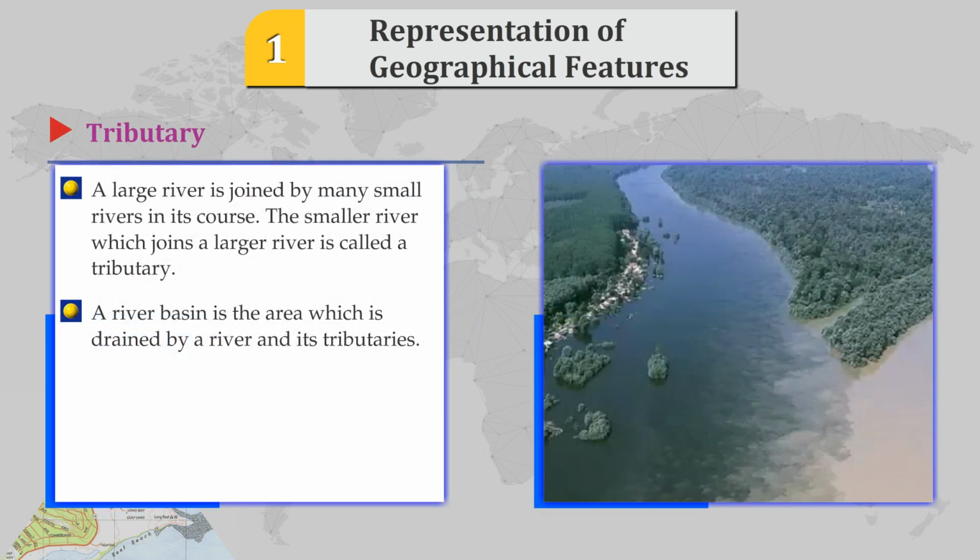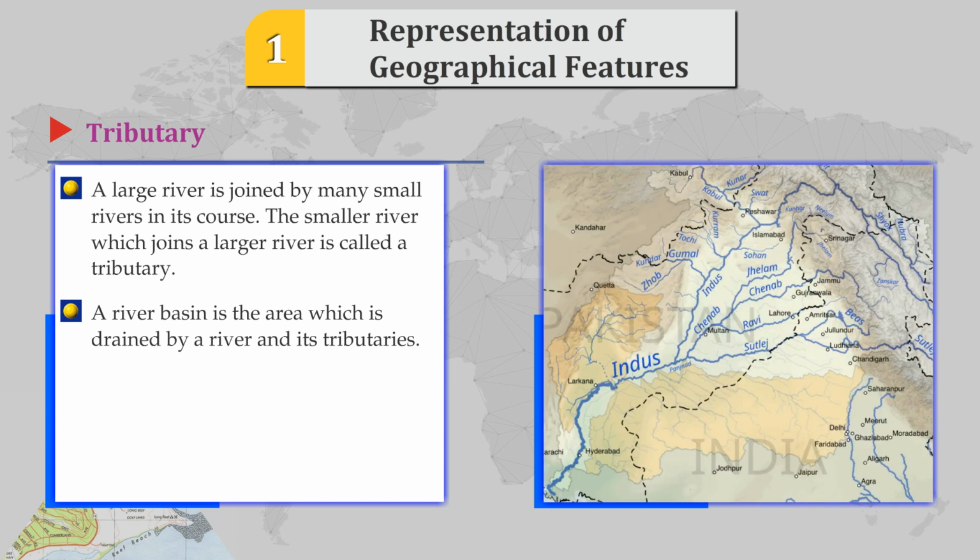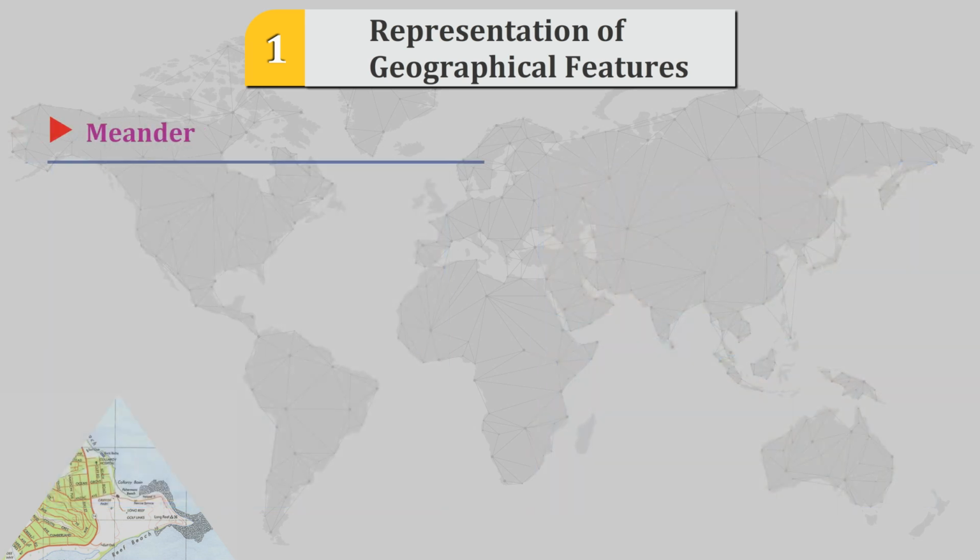Tributary. A large river is joined by many small rivers in its course. A small river which joins a large river is called a tributary. A river basin is the area which is drained by a river and its tributaries.